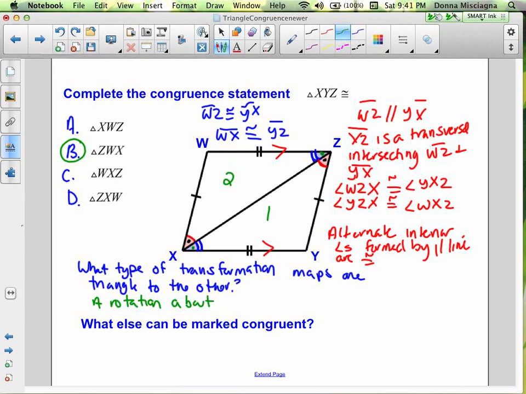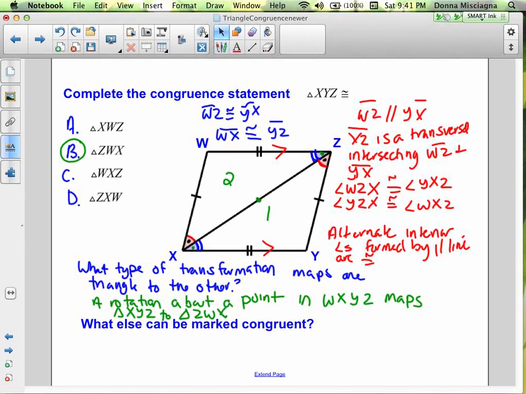Now we don't know what point, but it's going to be between the two triangles, somewhere inside W, X, Y, Z. So a rotation about a point in our whole polygon here, W, X, Y, Z, would map triangle XYZ to triangle ZWX. We can't be as specific as we'd like when we're not on a coordinate plane, but we can still do our best. What else can be marked congruent?